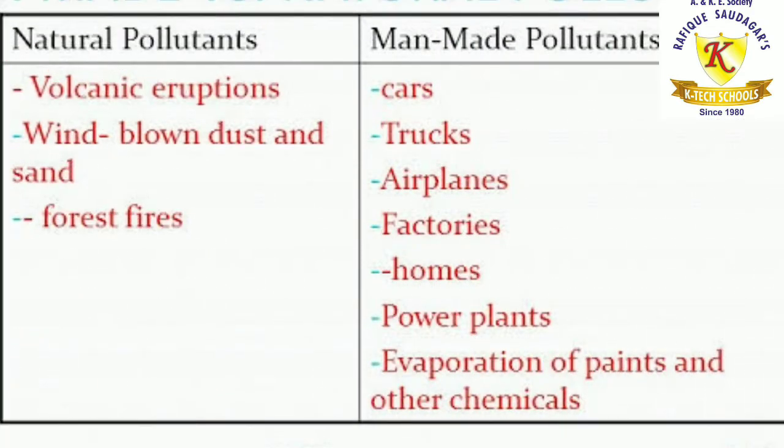Now, the natural pollutants are volcanic eruptions, wind-blown dust and sand, and forest fires. And the man-made pollutants are cars, trucks, airplanes, factories, homes, power plants, and evaporation of paints and other chemicals. These are some examples of natural pollutants and man-made pollutants.